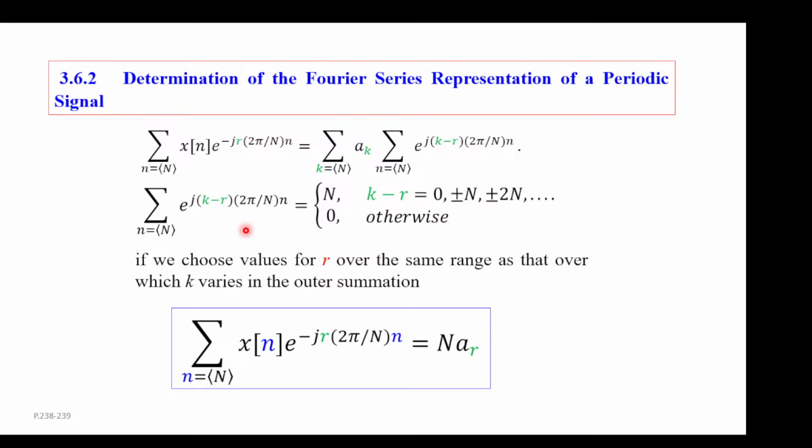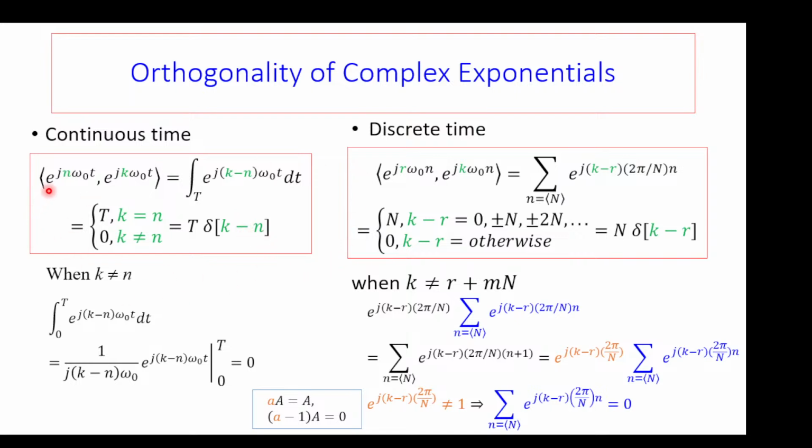Okay, and then next we have a slide that is a bit of a review and a comparison of orthogonality between complex exponentials. In the continuous case, we have two complex exponentials, e to the jn omega t and e to the jk omega t. We think of them as vectors, and we have an inner product between them. That means you take a complex conjugate of one, multiply with the other, and integrate over one period big T. And we see that this is big T when k equals n, and 0 when k is not equal to n.